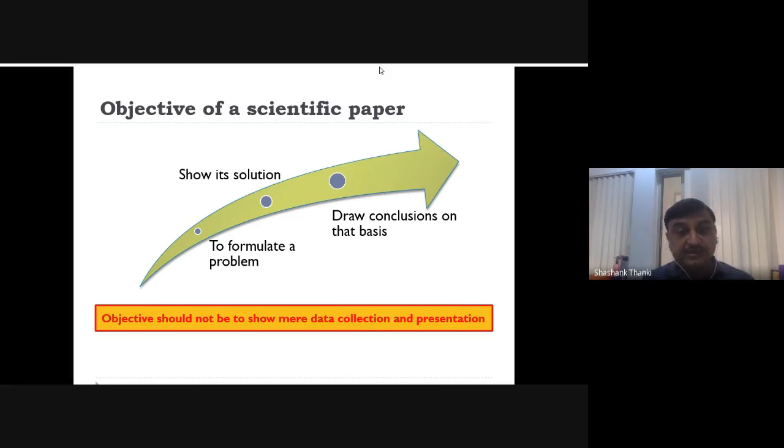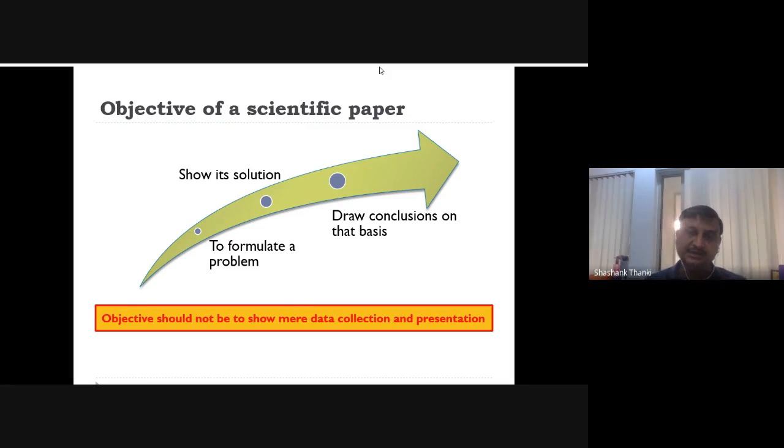Very important: our objective in developing a scientific paper should not be only to show the data collection process and data presentation. Most of the time, we may find papers where they have collected some data either through experimentation or through some survey methodology, and then presented it nicely with good colored diagrams and figures. But that is not a scientific research paper. That should not be the objective of any scientific research paper.